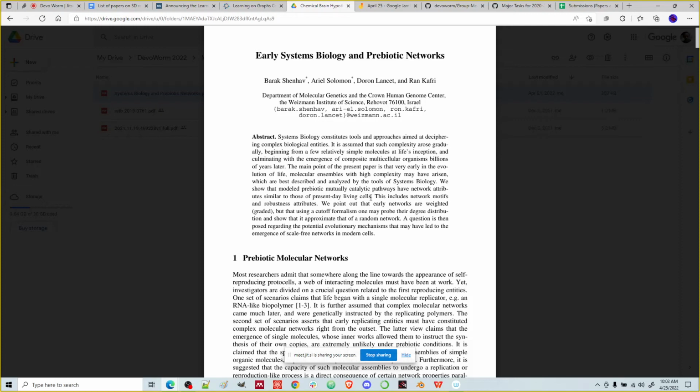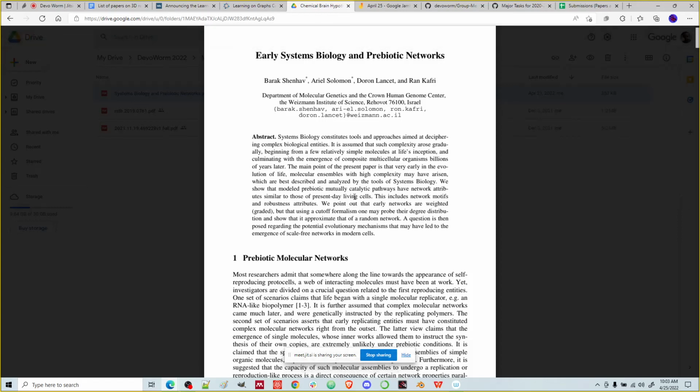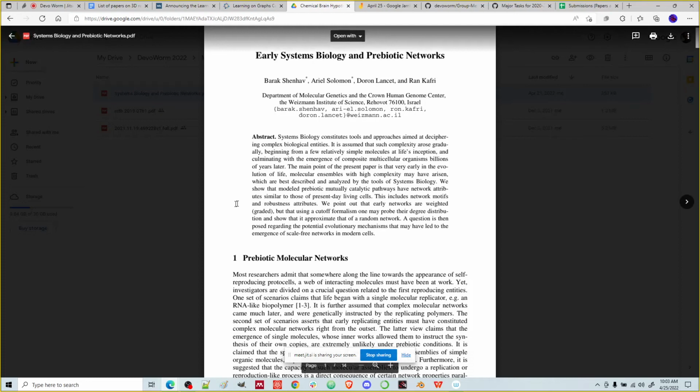You had these groups of small molecular structures that actually weren't really cells, but they were like protocells, that had these network attributes, these attributes of metabolic networks that are similar to present-day living cells. So it suggests that there's a very long evolutionary history of this, and that it emerged early on. This includes network motifs and robustness attributes.